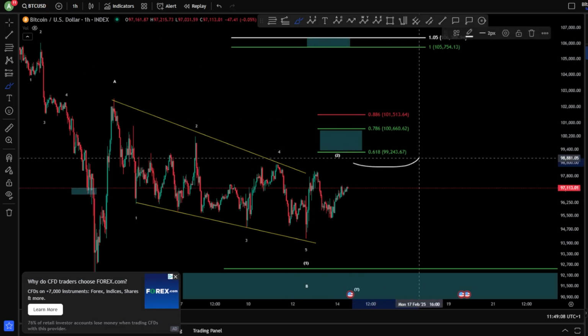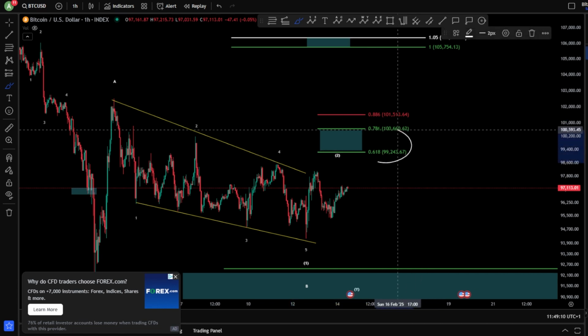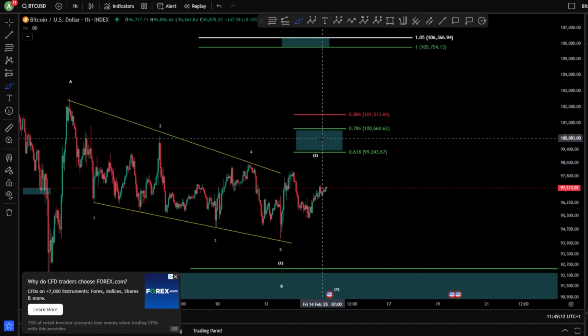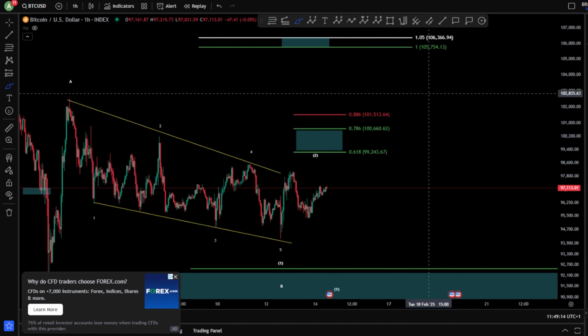First target, in case we are bullish, we're looking at the 100K around it, and if we break it, then 105.